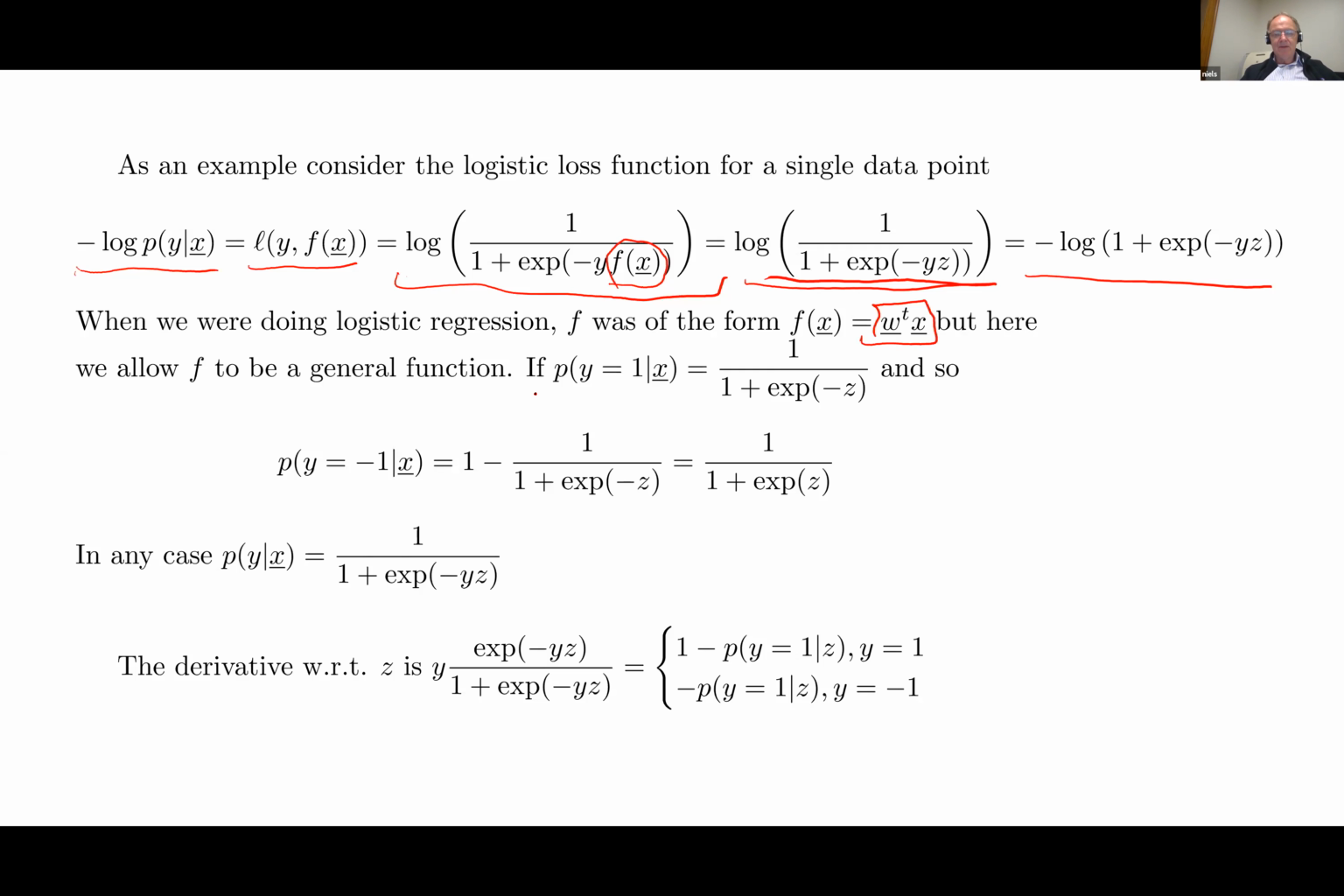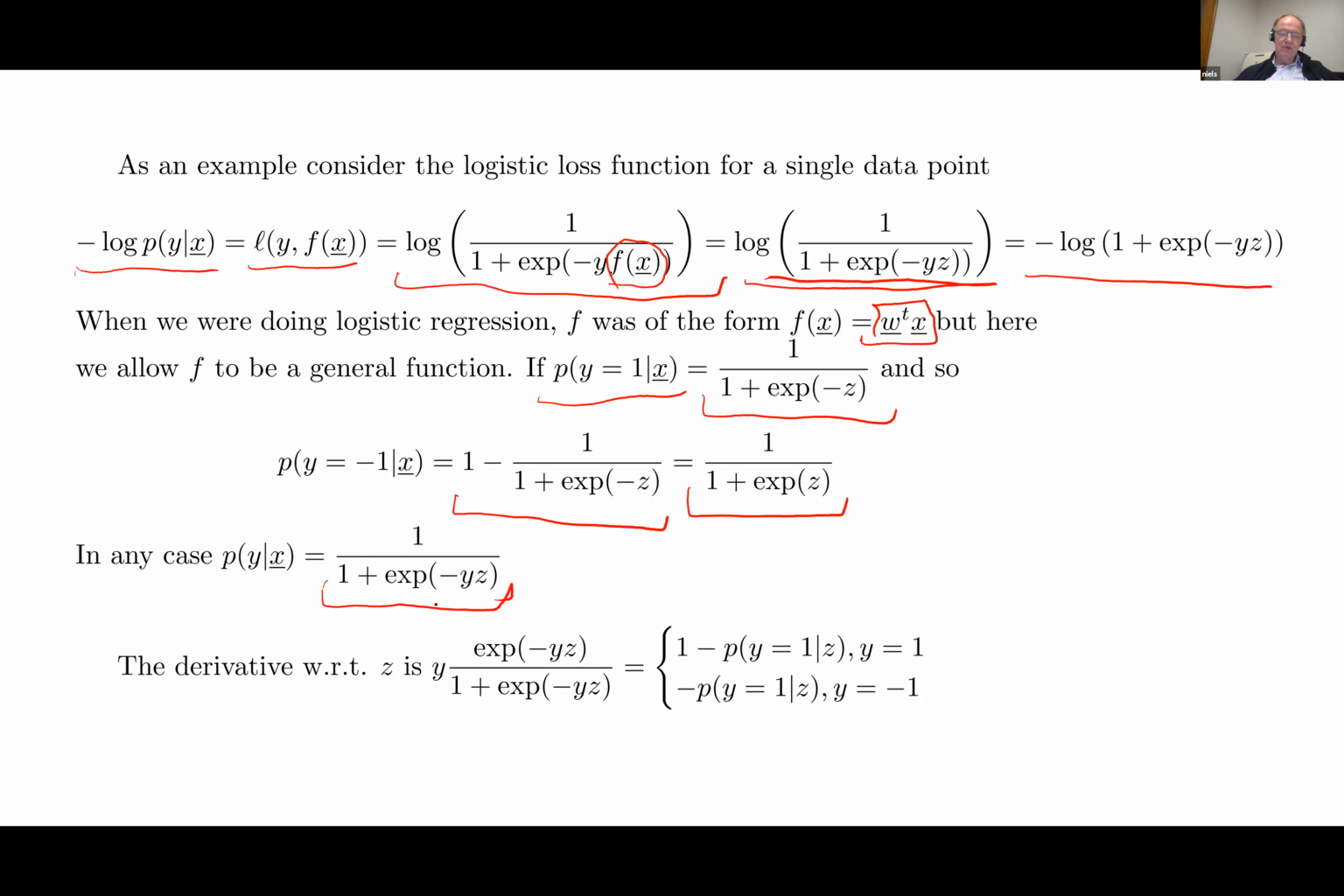So the probability of the label being 1 given the data point x is, well, that's the logistic function here, exp of minus z, because here now y is equal to 1. And then the probability that it's minus 1, well, that's 1 minus the probability that it's equal to 1. If you compute this, you get 1 divided by 1 plus exp of z. So the two probabilities are 1 divided by 1 plus exp of minus z, and 1 divided by 1 plus exp of plus z. So the probability in any case is given by this: 1 over 1 plus exp of minus y times z.